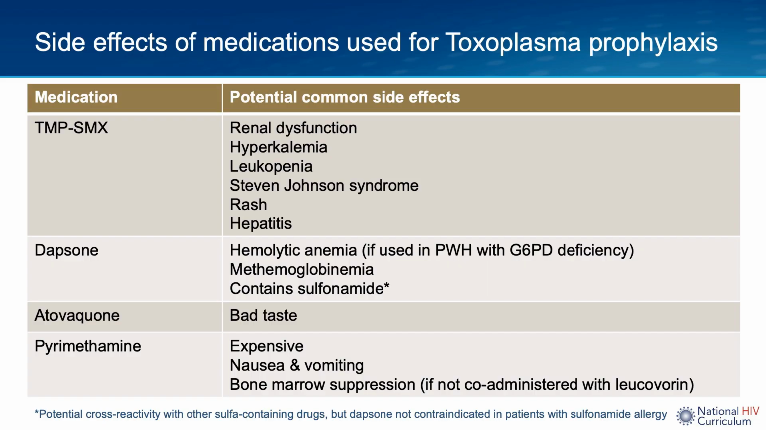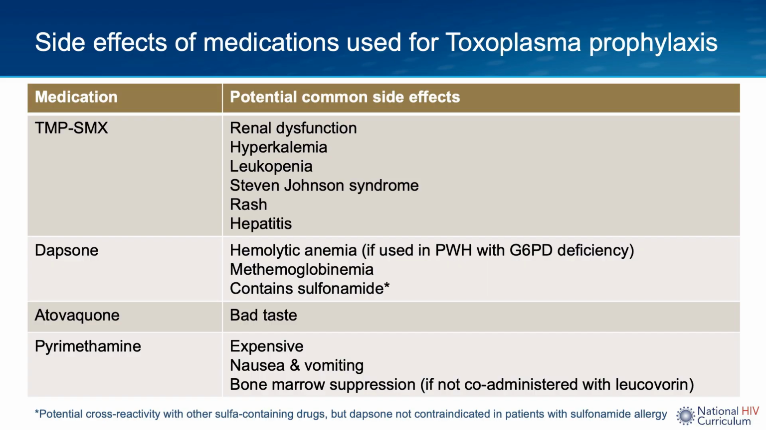With dapsone, which contains a sulfa moiety, if an individual has a severe reaction to trimethoprim sulfamethoxazole, likely Stevens-Johnson syndrome, for example, you should not use dapsone. If the reaction to trimethoprim sulfamethoxazole is mild, like transaminitis or leukopenia, for example, then you can try dapsone. Methemoglobinemia can be seen with dapsone use. And finally, what we discussed previously was that individuals with G6PD deficiency taking dapsone can develop a hemolytic anemia.